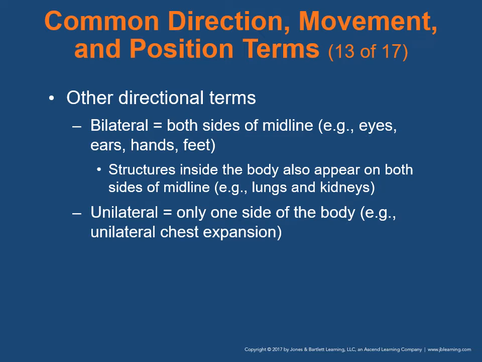So bi, here you have again these prefixes. Bi, that indicates a number. Two, uni, indicates one. Okay, so bilateral, both sides of the body. Unilateral, one side of the body. An example is unilateral chest expansion, means that only one lung is expanding with inhalation, such as when you have like a pneumothorax.